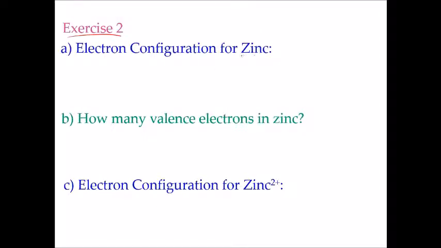First, write out the electron configuration for zinc. Based off of your configuration in A, you should be able to determine the valence electrons. And then I want you to go ahead and, based off of that information, figure out what the configuration would be for zinc 2+, where it has formed its cation. So I'm going to go ahead and give you a minute to do that.